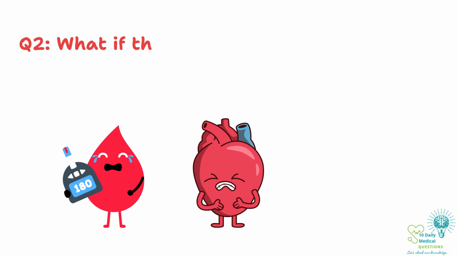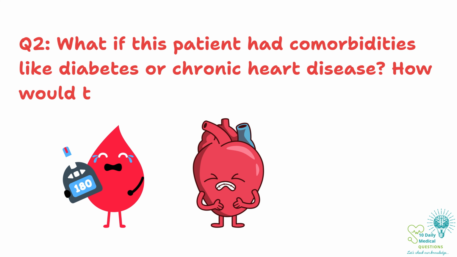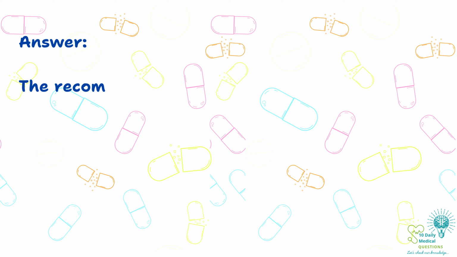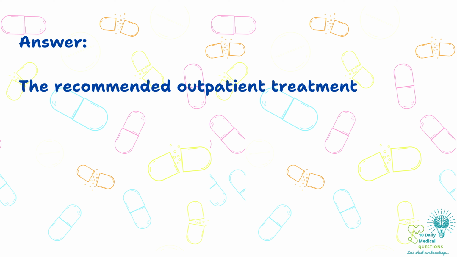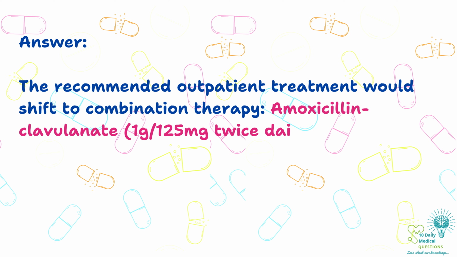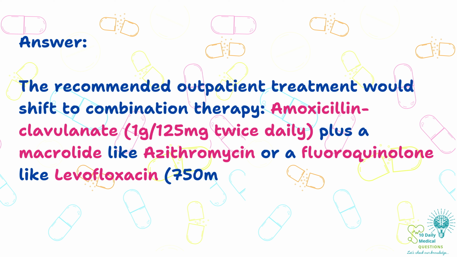Question 2. What if the patient had comorbidities like diabetes or chronic heart disease? How would the treatment plan change? Answer. The recommended outpatient treatment would shift to combination therapy: amoxicillin clavulanate plus a macrolide like azithromycin, or a fluoroquinolone like levofloxacin.